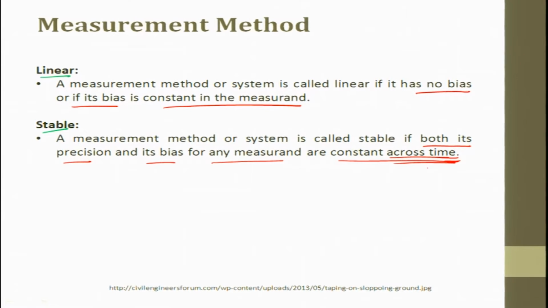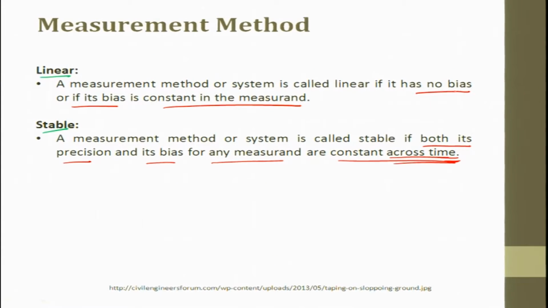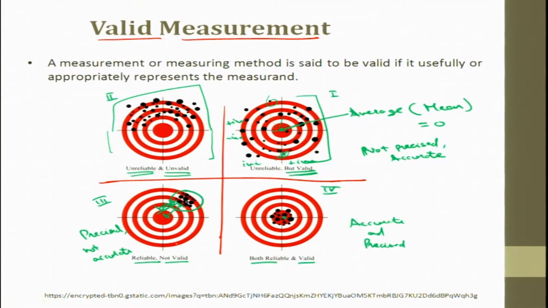So linear and stable, could you please see which is the linear measurement here? To see the definition again, it has no bias, or its bias is constant in the measurement. So I think this is linear and this is linear. Here it has no bias. Here the bias is constant. So mostly we'll be working on this kind of data, the data which is unreliable but valid. This kind of data is obtained, that is in quadrant 1 mostly, and we work on this to bring some statistical inference.